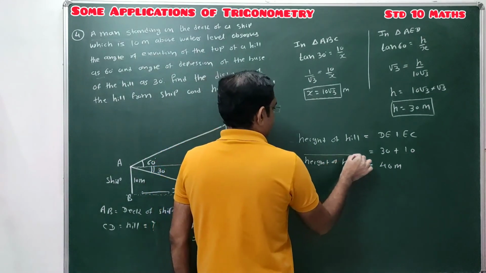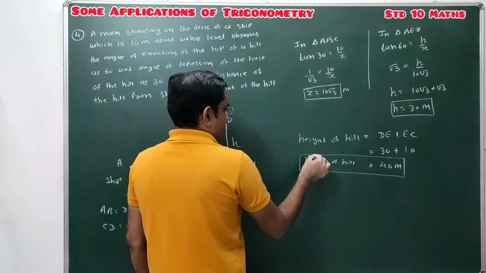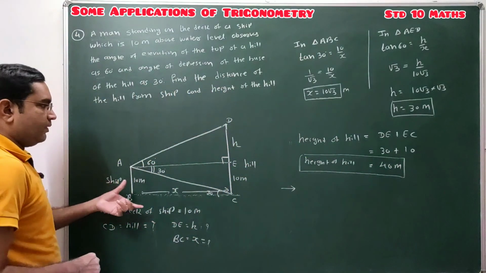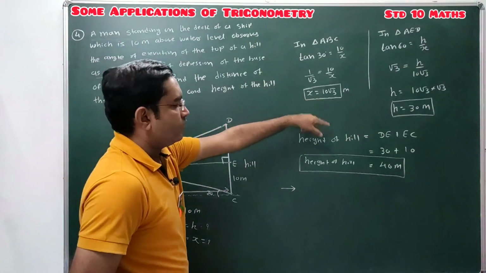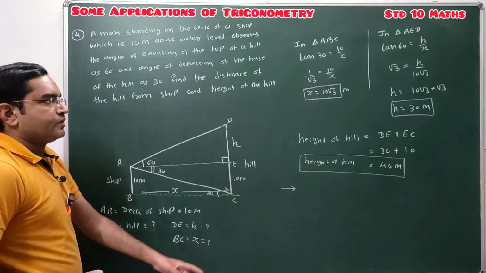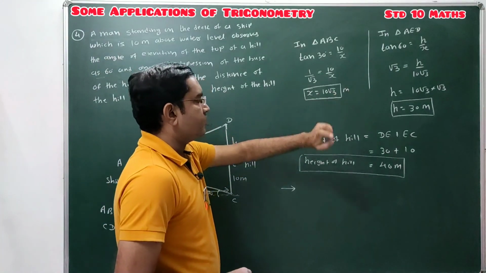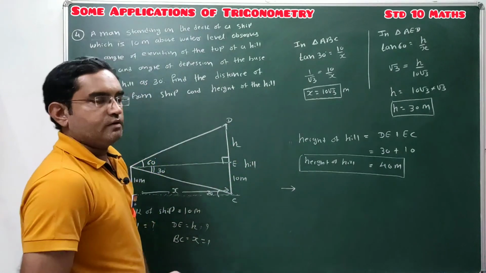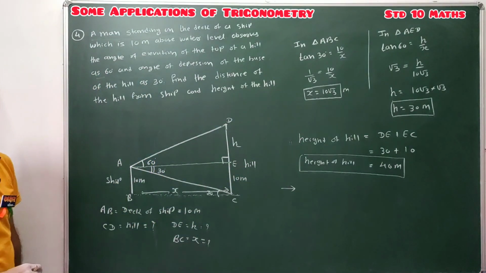You have to write two statements at the bottom of the solution. The distance between the ship and the hill is 10 root 3 meters and the height of the hill is 40 meters. Here you can also replace the value of root 3 with 1.73. Otherwise it will be okay. So pause the video and note it down.